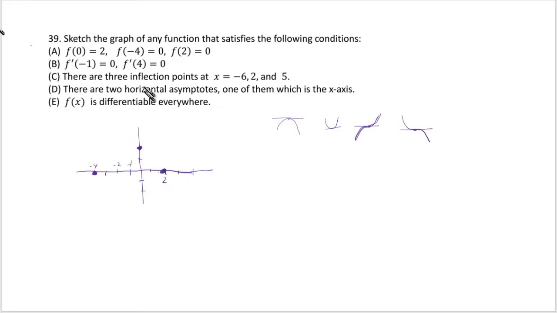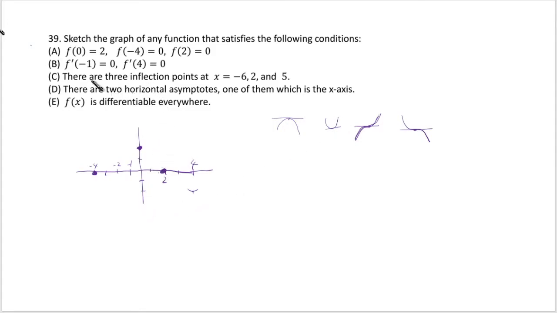Okay. And there's also f prime of 4. So at 4, the derivative is 0. So it goes like this, and it has to have a horizontal tangent. So I'm thinking of something like this. Okay.